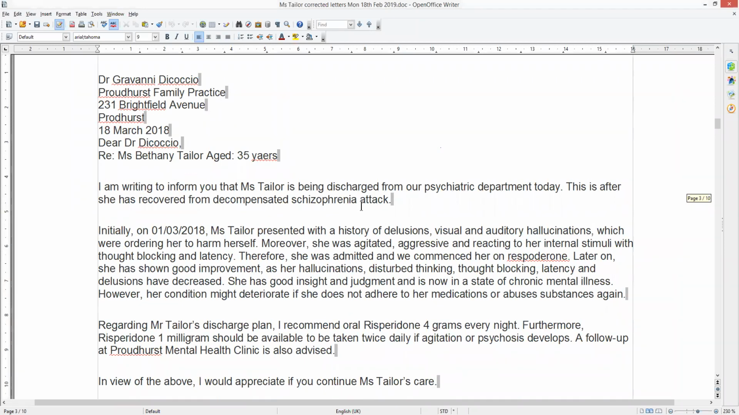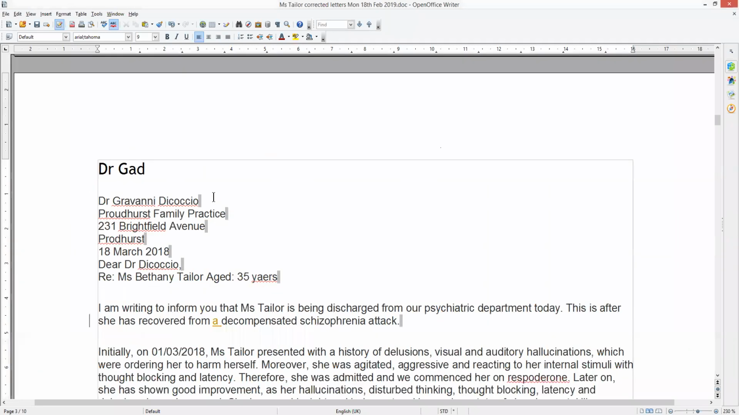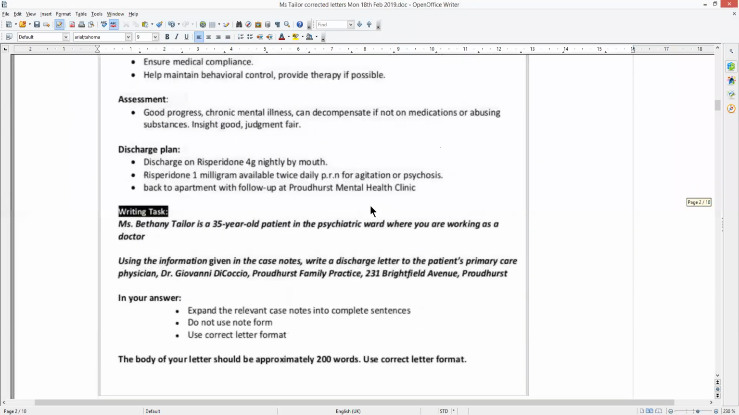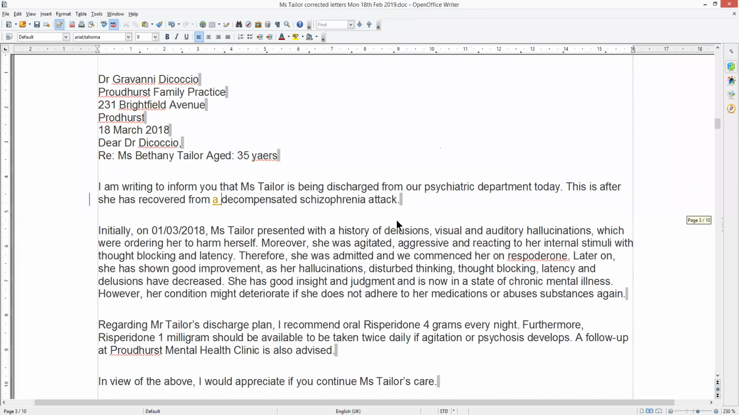I wanted to inform you that Miss Taylor has been discharged from our psychiatric department today. This is after she has recovered. She has. Why is that present perfect? Or she recovered from a decompensated schizophrenia attack. Okay, now reason for writing. We're writing a discharge, okay, and we want to tell the GP what happened during her stay in the ward.